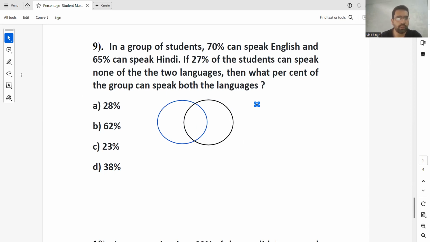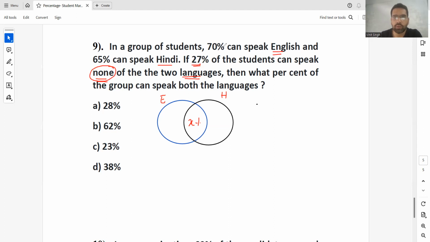Here the English and Hindi is given. So 70% can speak English and 65% can speak Hindi. 25% of the students can speak none of the two languages. Those are the students who can speak neither Hindi nor English. So we will assume that X% of students can speak both English and Hindi.